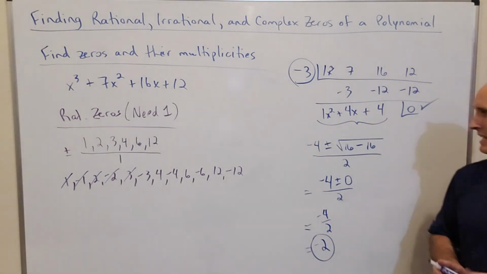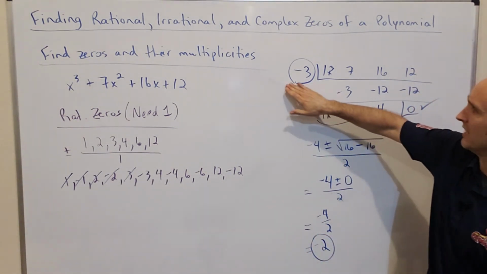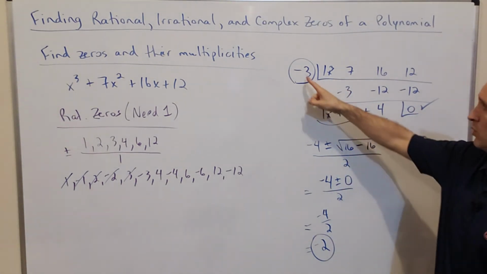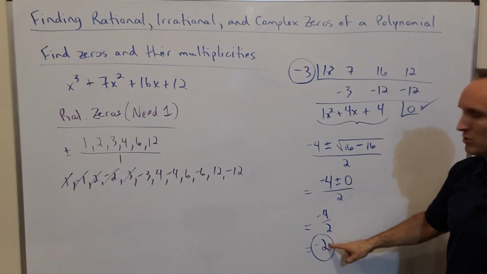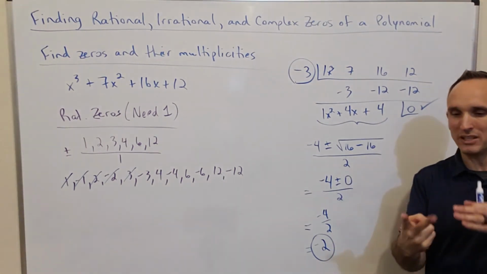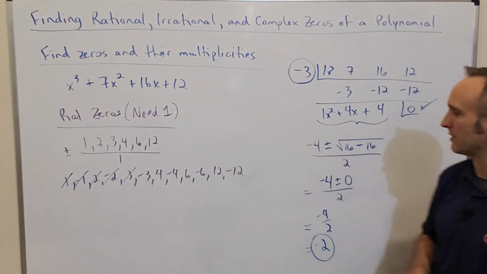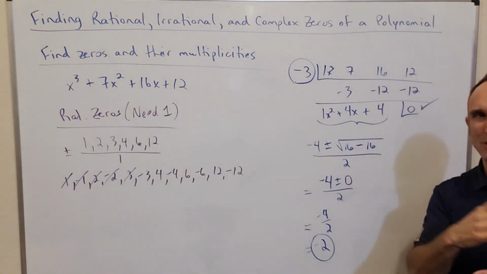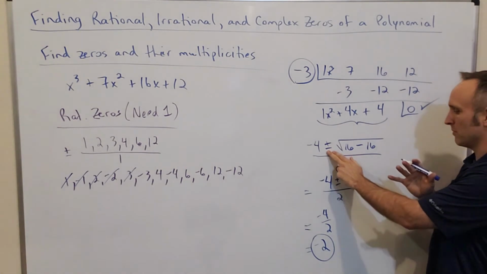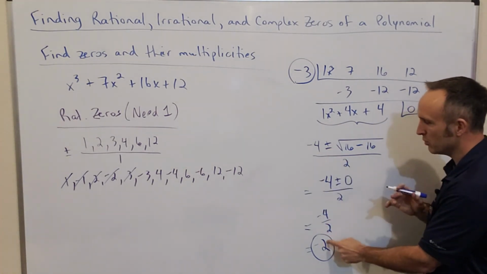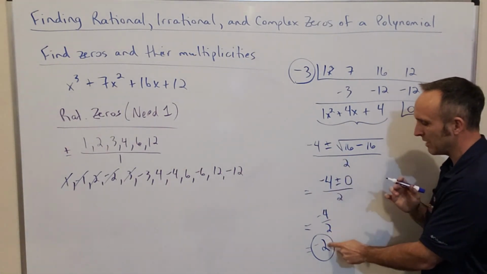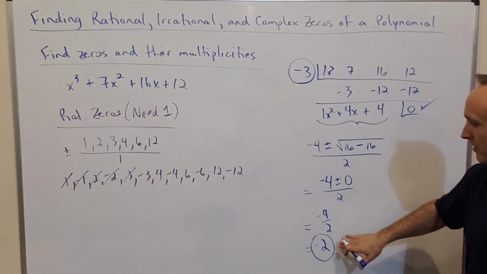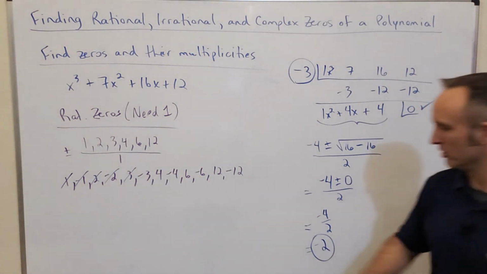Now, what could that mean? -3 was a 0 one time, so it has a multiplicity of 1. And we got -2 as a 0. There's only 2 zeros, and we need 3. Well, the quadratic formula always yields 2 zeros in a way because of this plus or minus. Since -2 was the only number that came out of this quadratic formula, it has to have a multiplicity of 2. So that's why I wanted to show you this example.